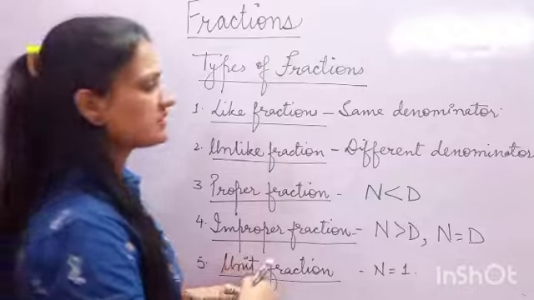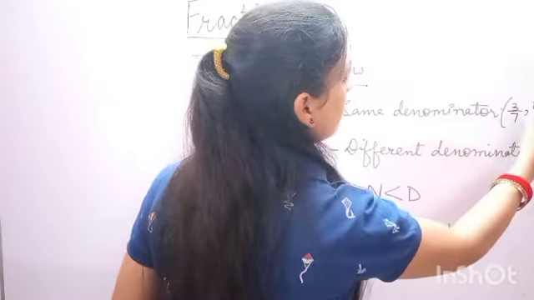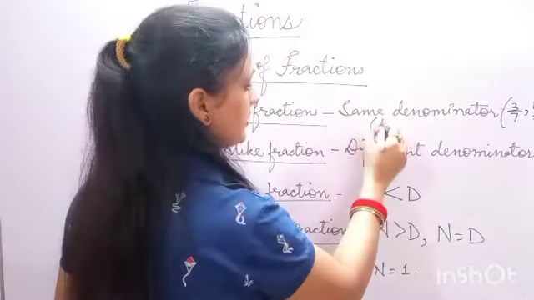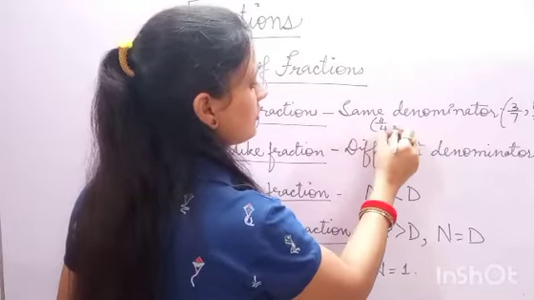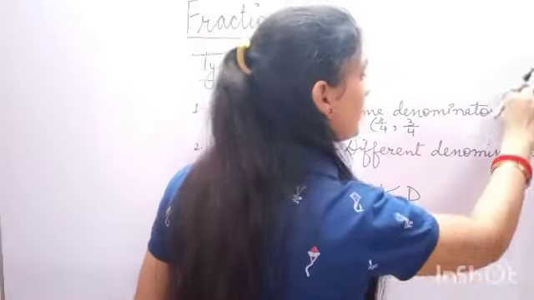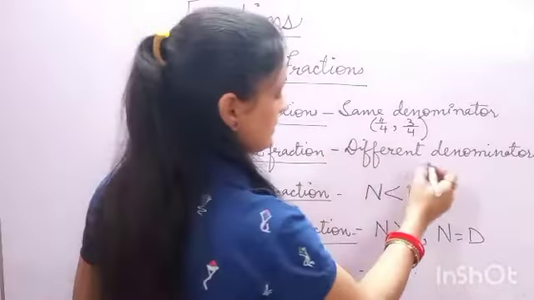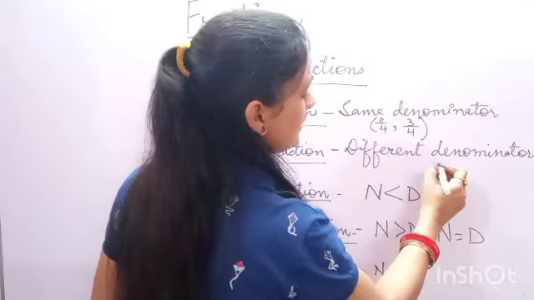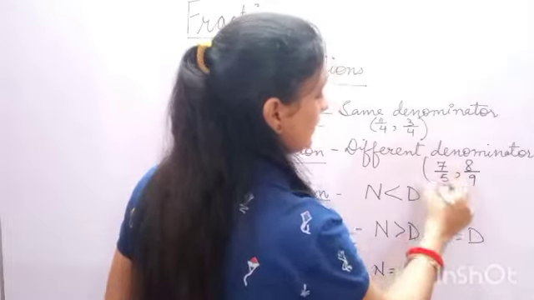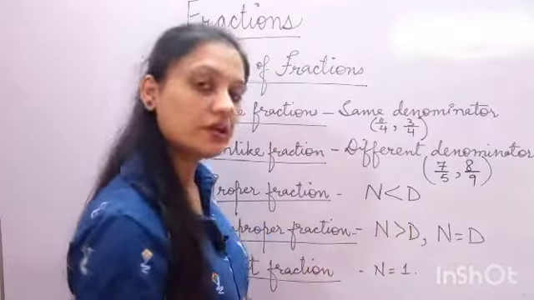Shall I give you some examples? Same denominator, like 3 by 7, 4 by 7. Right? So I'll write down here. Same denominator, like 11 by 4, 3 by 4. Right? These are like fractions. Why are these like? Because the denominators are same. Next is different. So you'll write down like 7 by 5, 8 by 9. They are unlike fractions because the denominators are different.